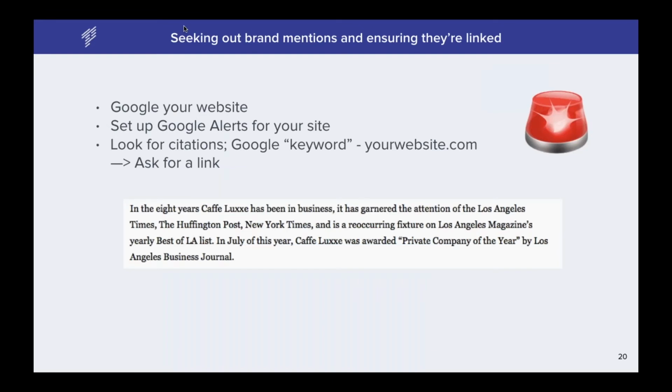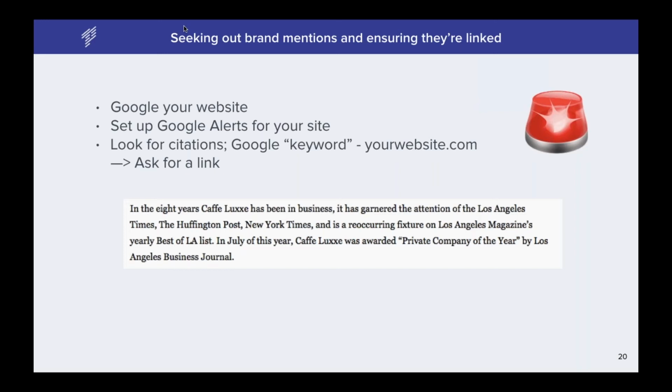Okay, another thing would be to seek out brand mentions and ensure they're linked. For that, you can also use Google Alerts and just put your website. You can also just Google your website and see where you're mentioned. You can also look for citations, so just Google your keyword and minus your website, and then there may be a situation, and it happens pretty frequently, where you are mentioned but you are not linked. Maybe someone did it on purpose, maybe they didn't.